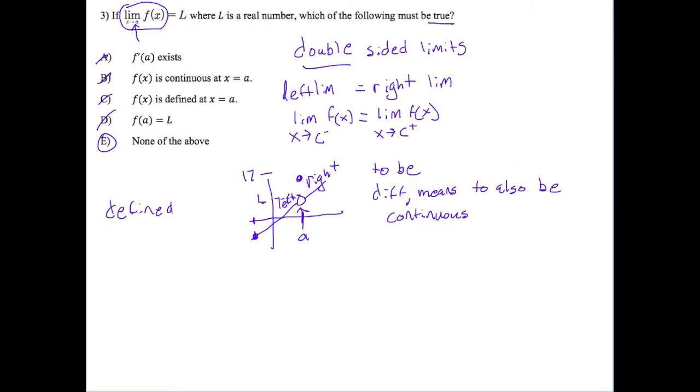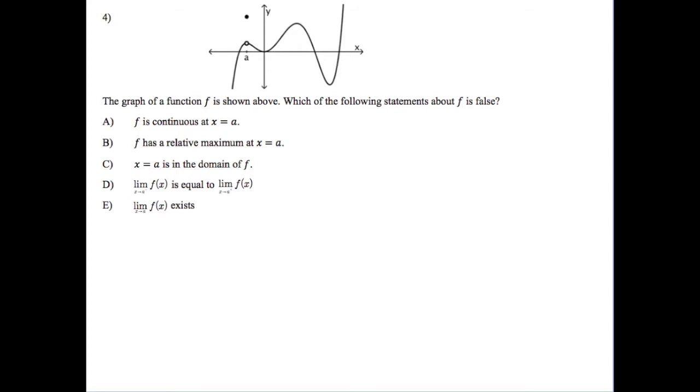All right, let's go on to question number 4. The graph of the function f is shown. We're looking for something that is false. That means that 4 of these things are going to be true. So, f is continuous at x equals a. If I go to the x coordinate a and I look here, it should be continuous at that value. And I look and I see, oh wow, it's not. Look, there's a giant hole in the graph.